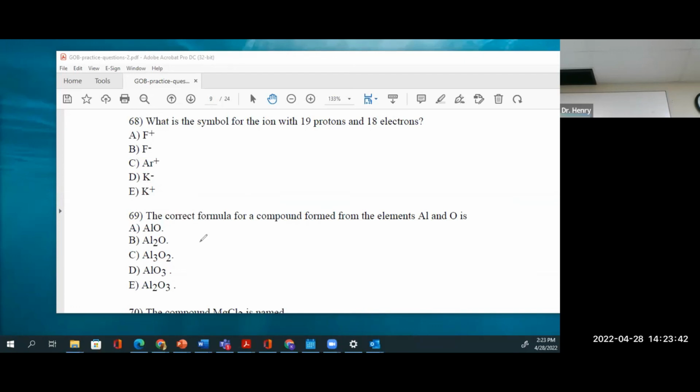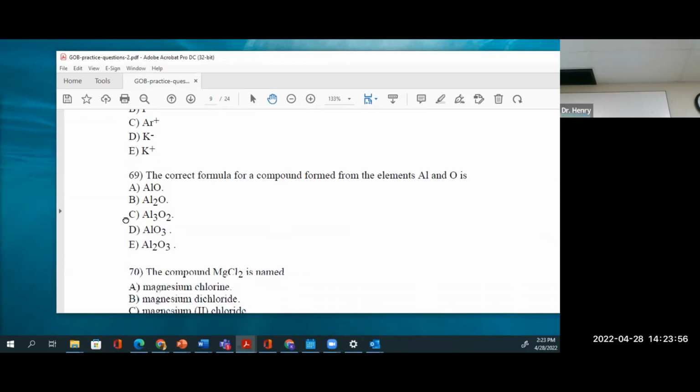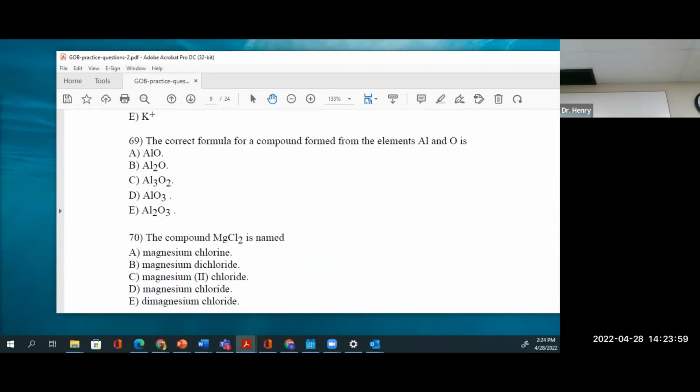Okay. The correct formula for a compound formed with elements aluminum and oxygen is Al2O3. So E is the correct answer. You guys remember how to figure that one out? What is the charge on aluminum? Aluminum has a +3 charge. What is the charge on oxygen? -2.